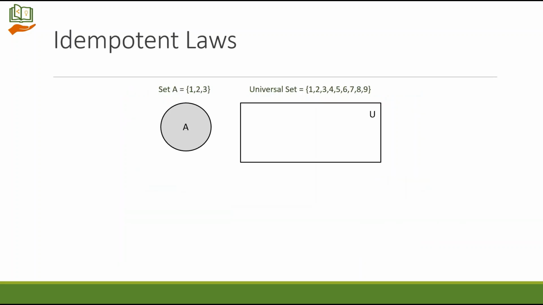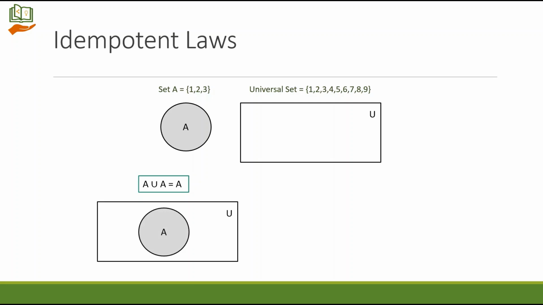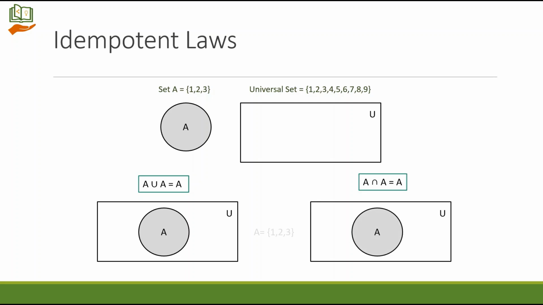Next we will get into idempotent laws. Idempotent laws means you are working with A and getting A even after some operation. A union A will give you A only. So 1, 2, 3 union 1, 2, 3 will give you 1, 2, 3 only. Similarly, A intersection A will give you A only. 1, 2, 3 intersection 1, 2, 3 will again give you 1, 2, 3 only. So we have A equal to 1, 2, 3 finally.